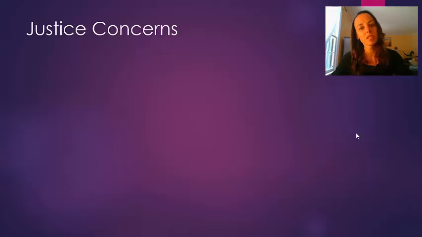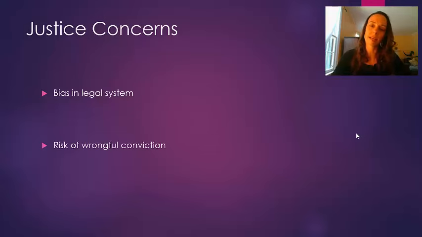So there are some justice concerns pertaining to capital punishment in the United States. These are sometimes considered ethical concerns. They're also sometimes considered practical concerns. So I'm just going to lay them out for you here and let you decide how you want to take these into account. The first is that there is known to be a lot of bias in the U.S. legal system. And then the second that we'll talk about is the high risk of wrongful conviction in some instances.